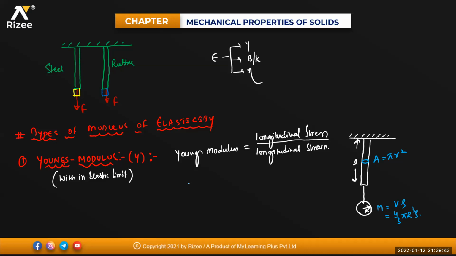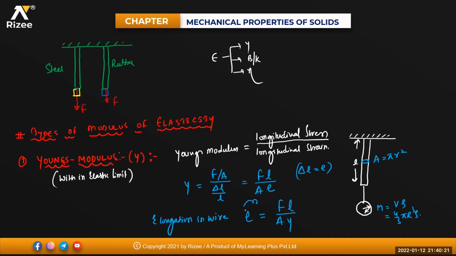Okay. So how do you write the Young's modulus for this one? Young's modulus Y is equal to stress. Stress is nothing but what, beta? Force divided by area. Longitudinal strain is change in length divided by original length. So that is equal to F divided by A into E, where E is the extension, delta L. So can I say that the elongation in the wire will be equal to how much, beta? Elongation in the wire, that is E, is equal to F into L divided by A into Y.